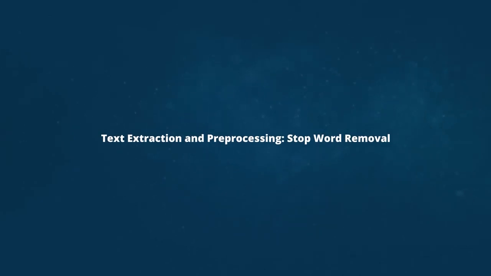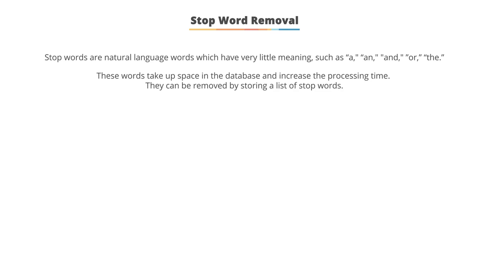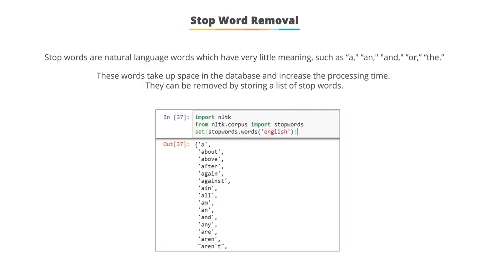Let's now understand what stop words are and how you can remove them. Stop words are natural language words that have negligible meaning, such as a, an, and, or, the, and other similar words. These words also take up space in the database or increase the processing time, so it is better to remove such words by storing a list of stop words. You can find the list of stop words in the NLTK data directory, stored in 16 different languages.